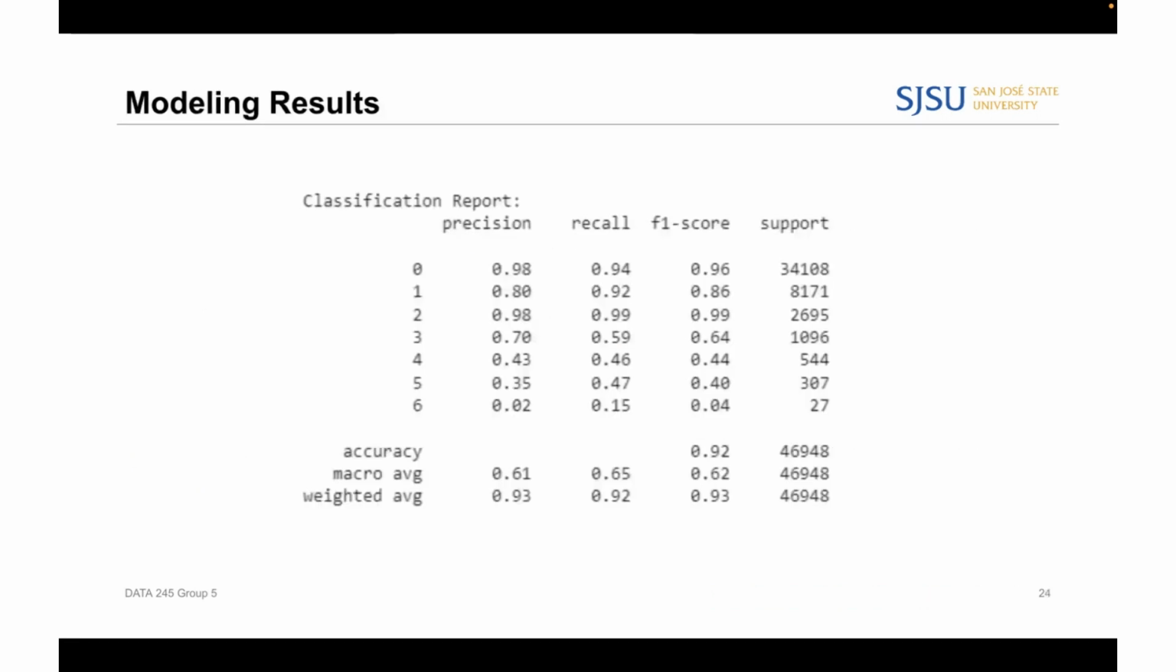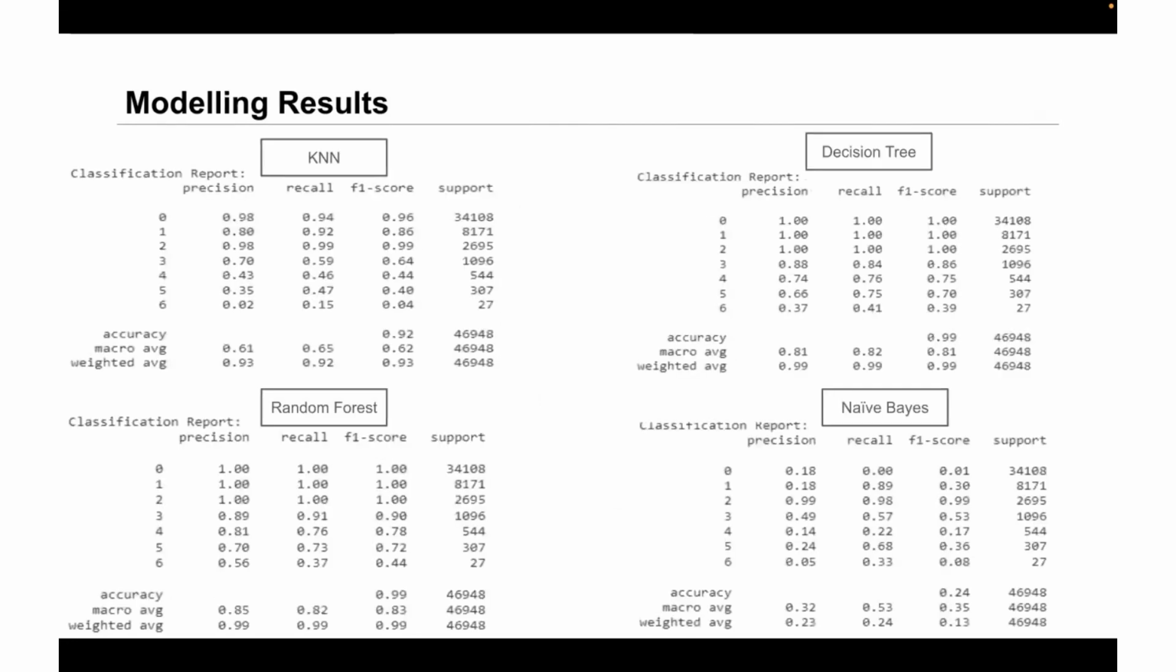Coming to the modeling results, as they've already confirmed, they've used random forest for deploying the entire project because random forest gave us the highest accuracy when compared with all the other different models. In this slide, we can clearly see the accuracies of all the 4 different models, which are KNN, decision tree, random forest, and naive Bayes.